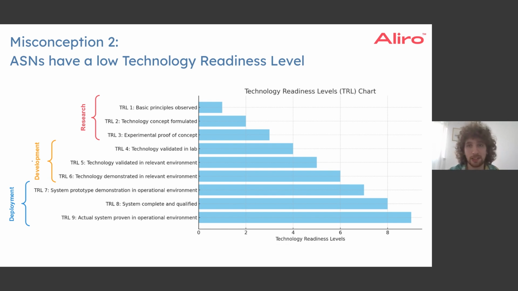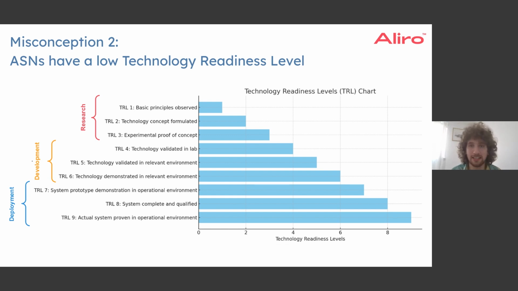TRL 1, Basic Principles Observed. At this level, scientific research begins to be translated into applied research and development. Basic principles of the technology are observed and reported, but practical applications are not yet considered.